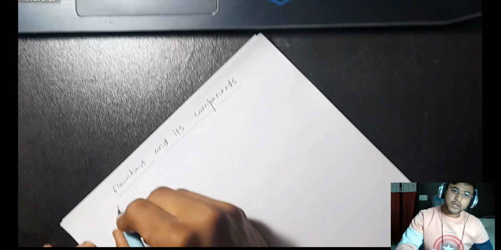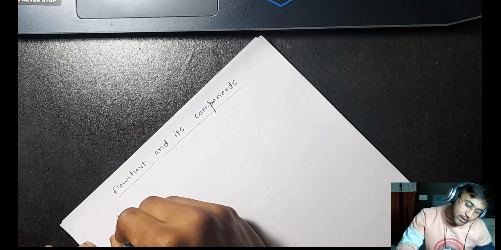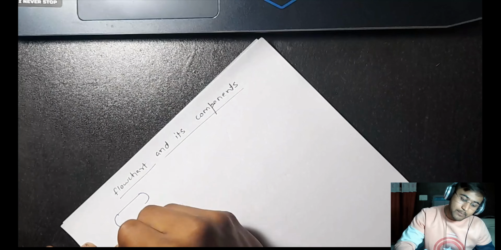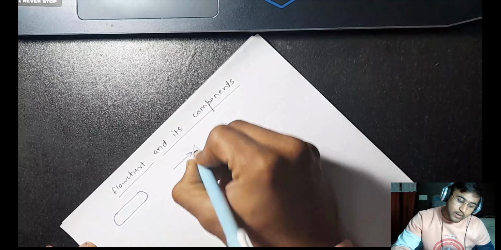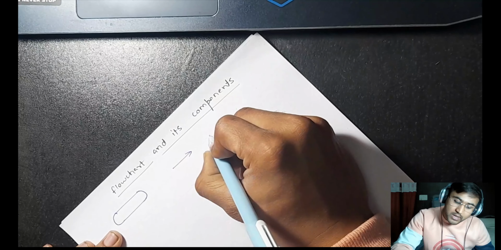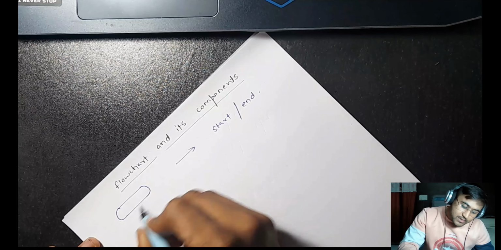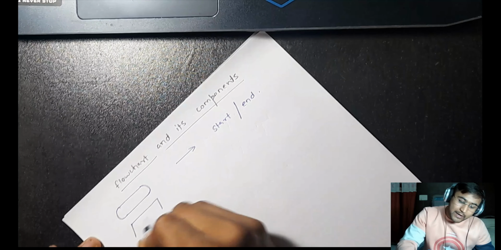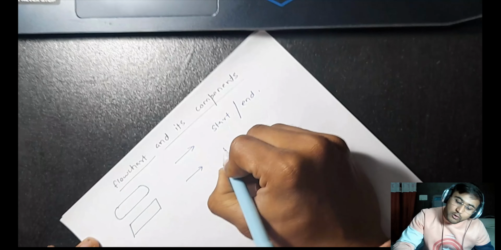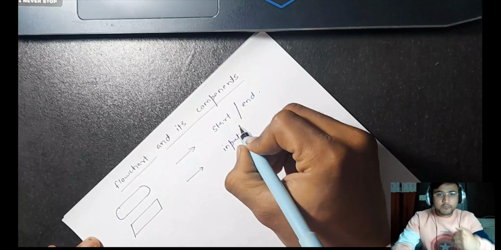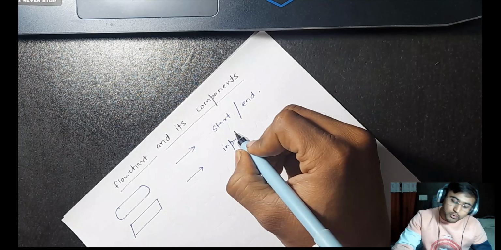In this lecture, we are going to study the flowchart and its components. So let us discuss some of its components. The first component we are going to study is this elliptical shape. This is the ellipse. We use this shape for starting or ending the flowchart. The next shape is this parallelogram. We use this parallelogram for taking any input from the user or showing any output to the user.